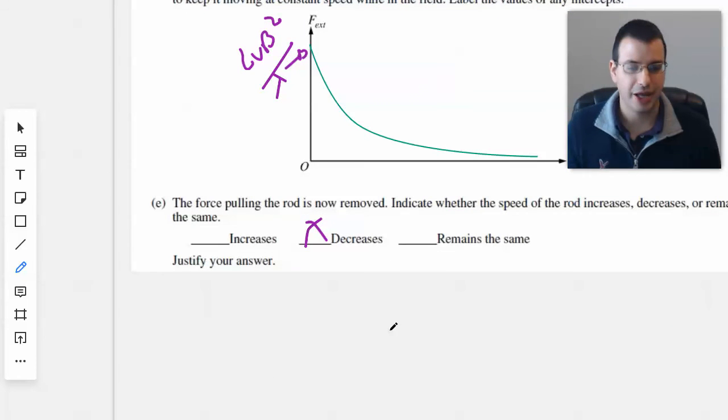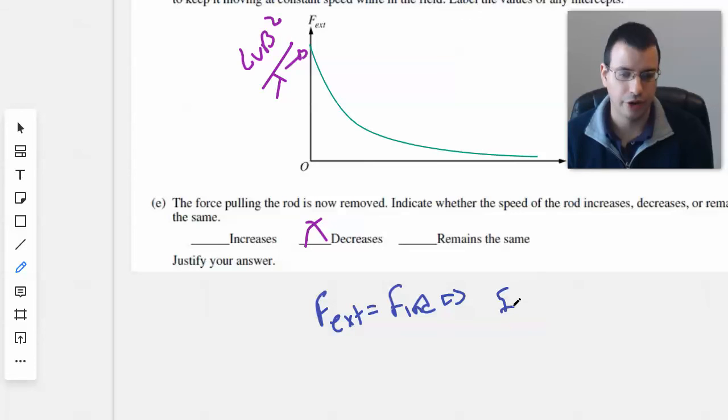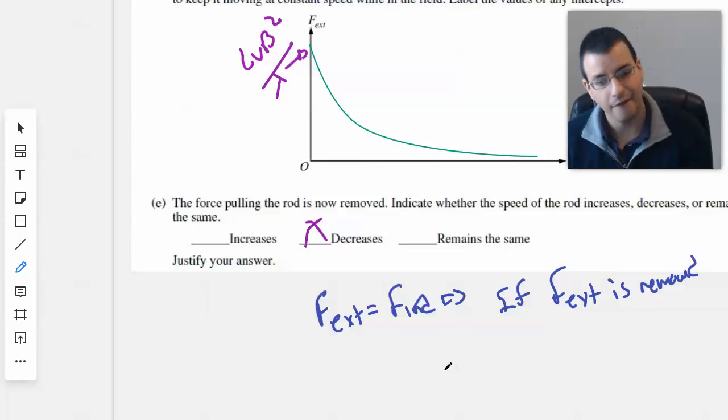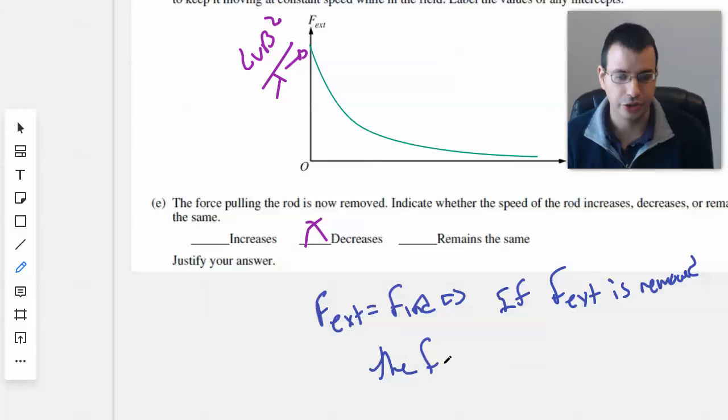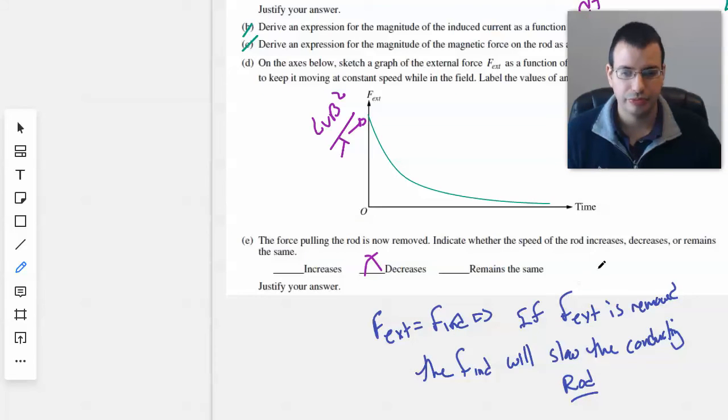And I would just write that out. Force external equals force induced. Therefore, if force external is removed, the force induced will slow the rod. Maybe you should say conducting rod. There you go. I'm good with that.